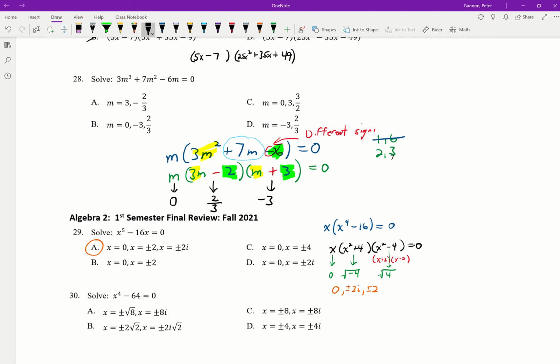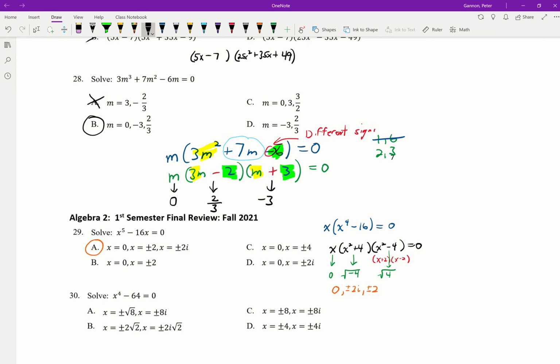So that takes us, we're looking for the answer choices of 0, 2/3, and negative 3. A is not right. B has 0, negative 3, and 2/3. Order's different, but that doesn't matter. So there's the answer.